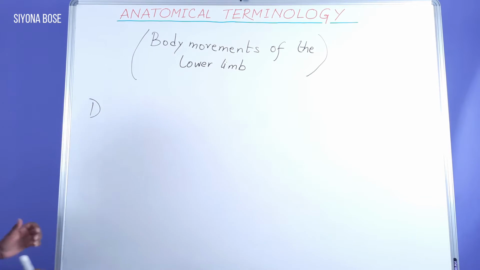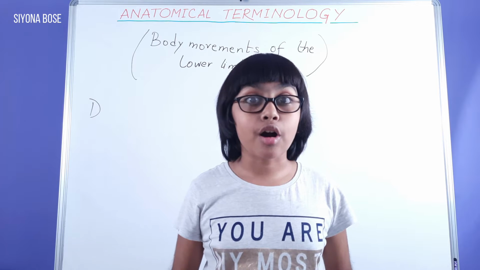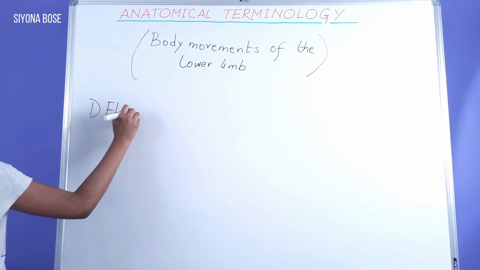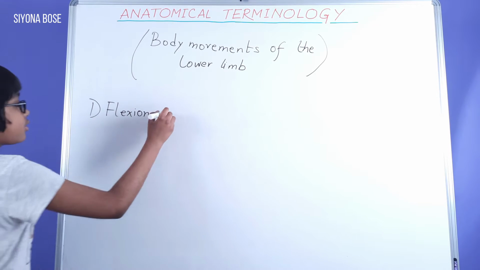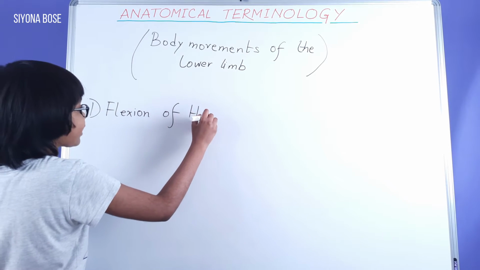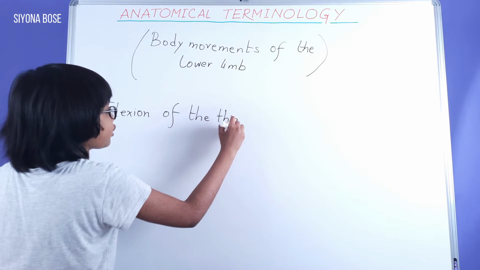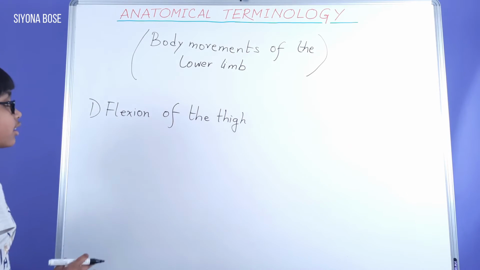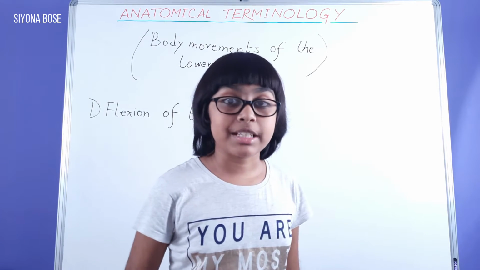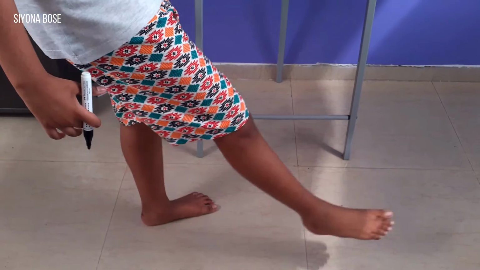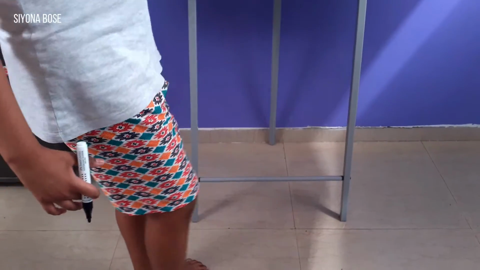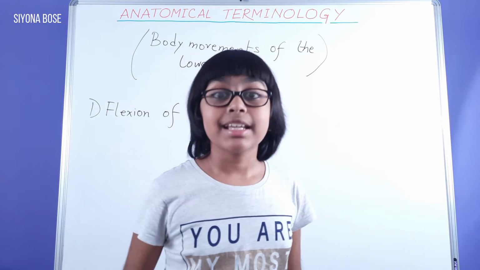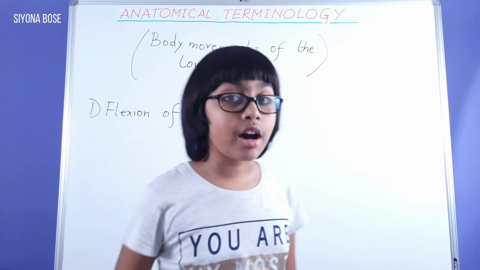Our first term is the flexion of the thigh, which means when we bring the surface of the thigh closer to the abdomen, just like this. Here I bring my thigh closer to the abdomen. That is flexion of the thigh.